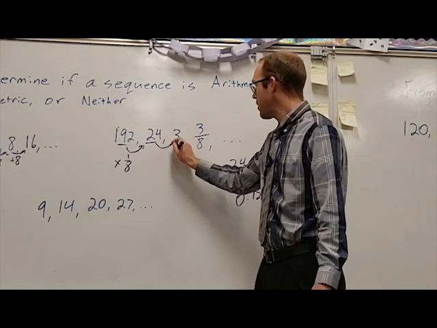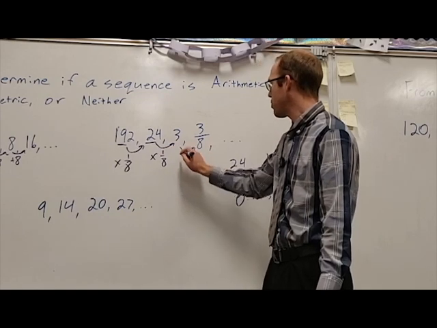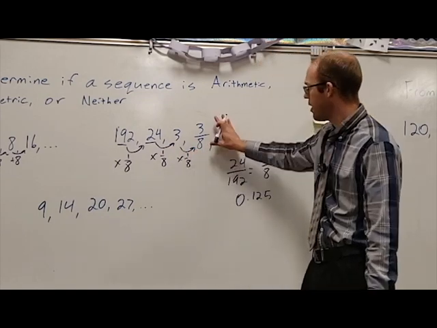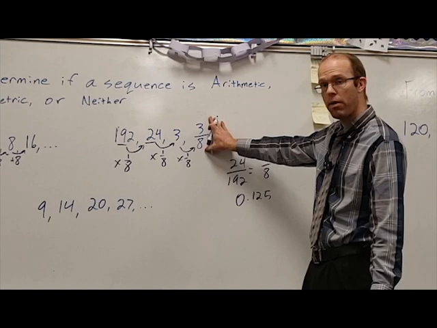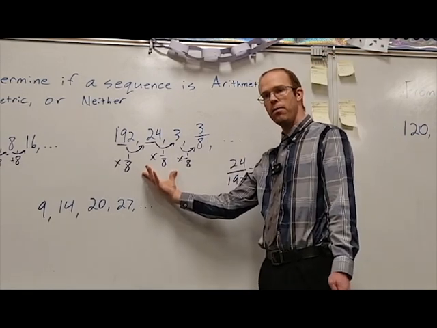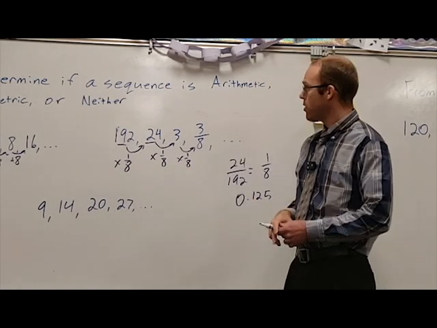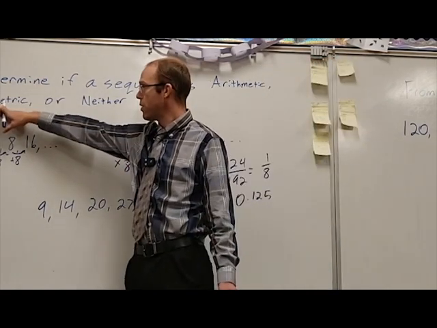So from here to here, we can multiply by 1/8 or 0.125. From here to here, that same thing applies. We're multiplying by 1/8, and from here to here, we're multiplying again by 1/8, and you can actually see that 1/8 show up here in the fraction. So this one has a constant multiple or a constant ratio, and it is 1/8. So this is a geometric sequence.